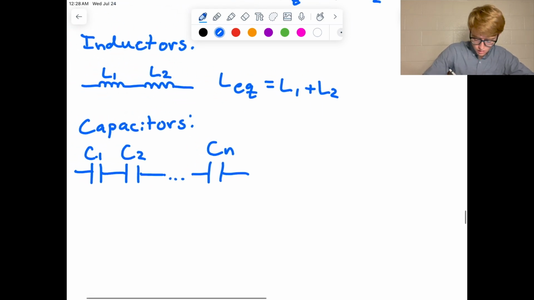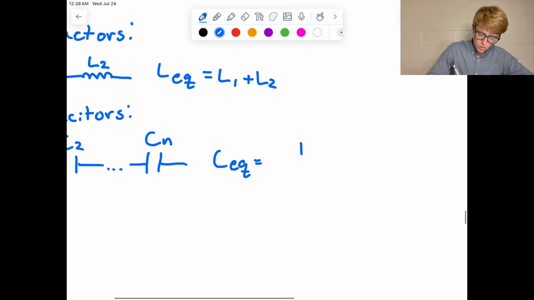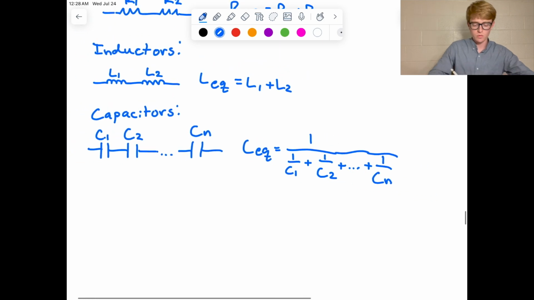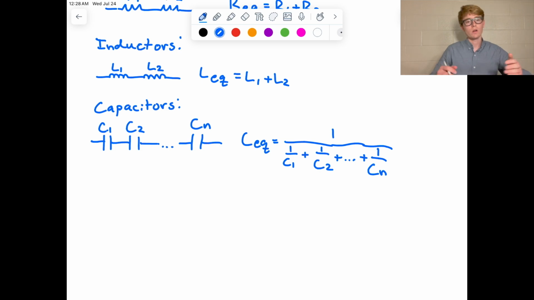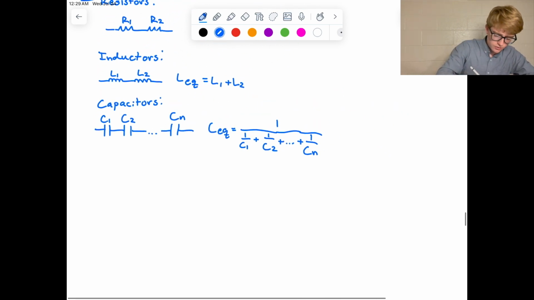What that's going to look like is that CEQ is actually going to be 1 over C1 plus 1 over C2 plus ... plus 1 over Cn. That's our equation for the equivalent capacitance. So it's 1 over the first capacitance plus 1 over the second capacitance plus whatever, keep on going, okay? So that's for series.